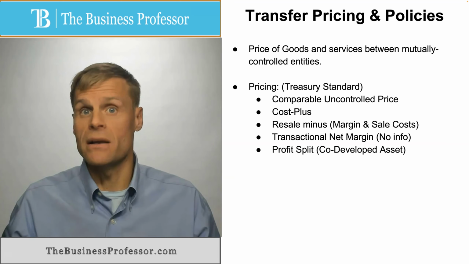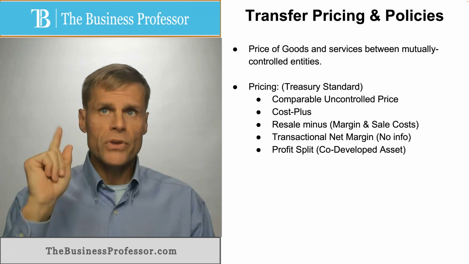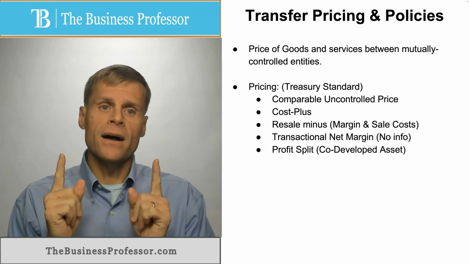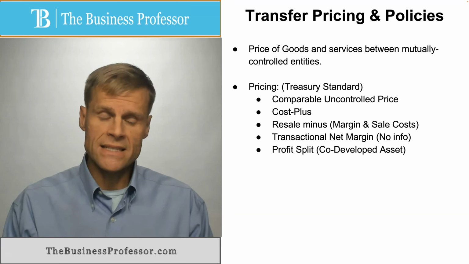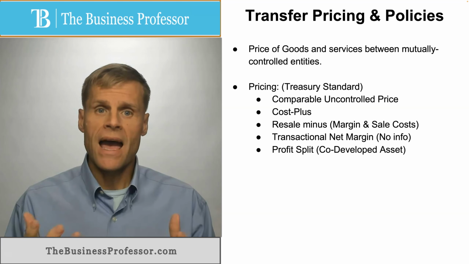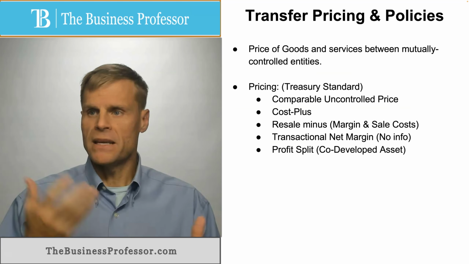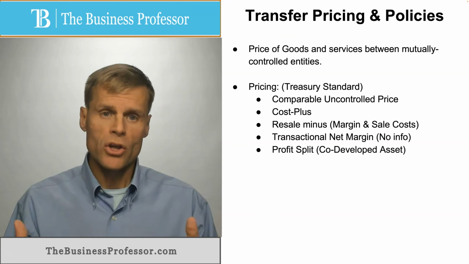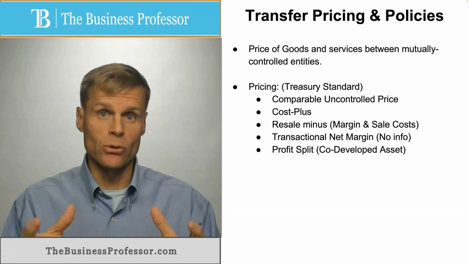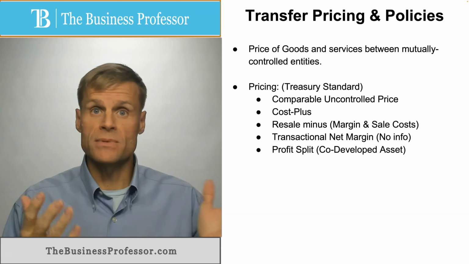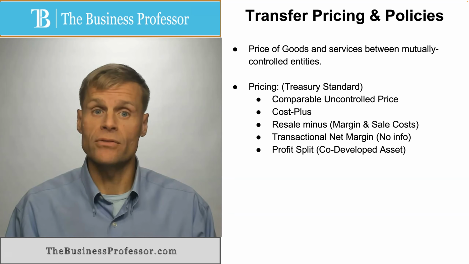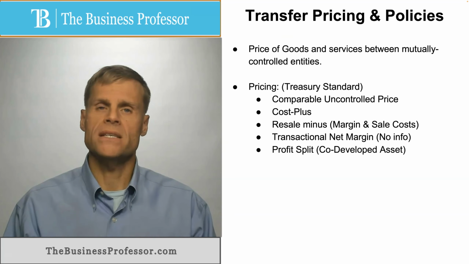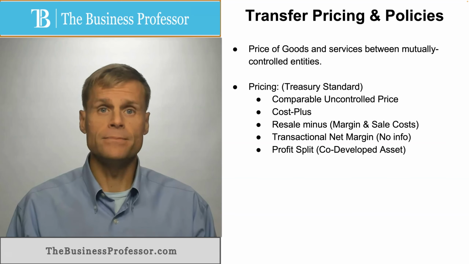Well, to start with, one, comparable uncontrolled prices. That is, you record the price as whatever is the market rate or the market value for such goods. So you're not getting any form of deal by dealing with another subsidiary branch of your company, right? The market price controls. So that's the first method.